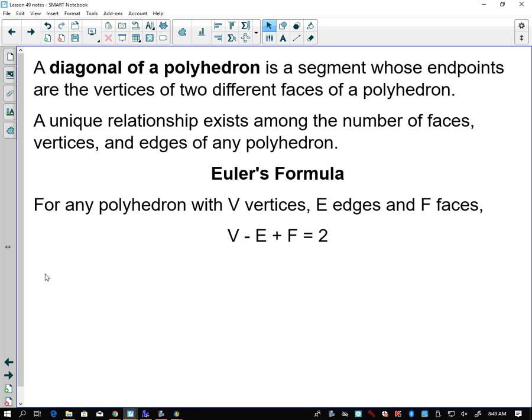Well, vertices minus edges plus faces will always equal 2. Okay, so I can always use that information. If I know how many vertices it has and how many edges it has, I can find the number of faces, or vice versa. If I have two pieces of information, I can always find that missing piece.